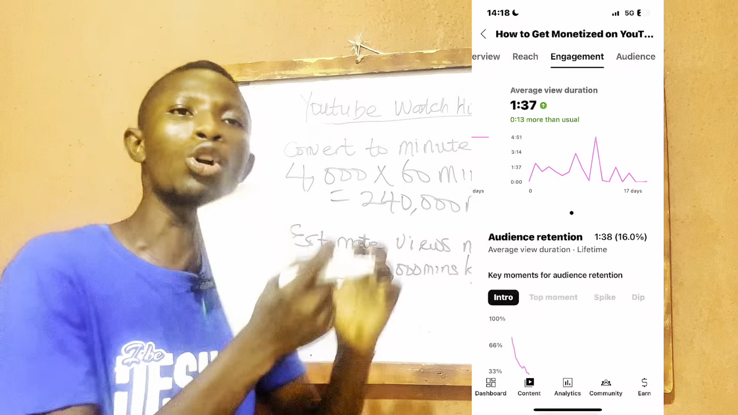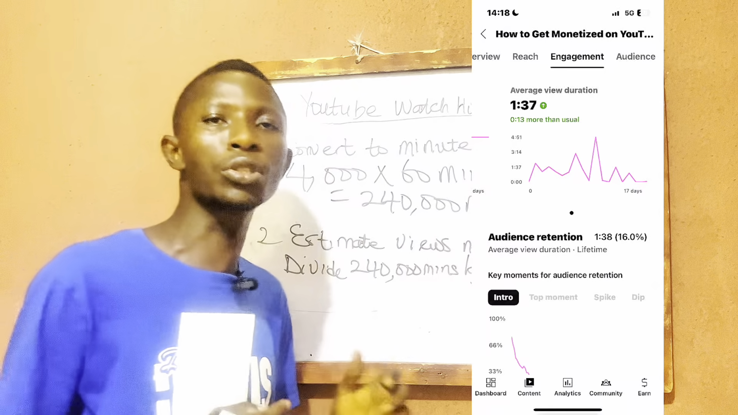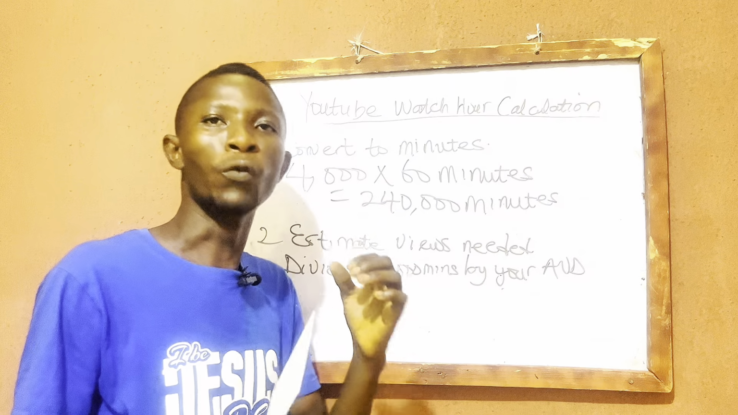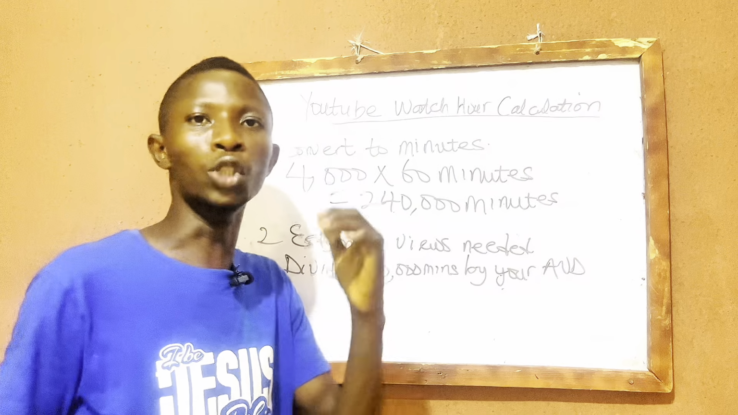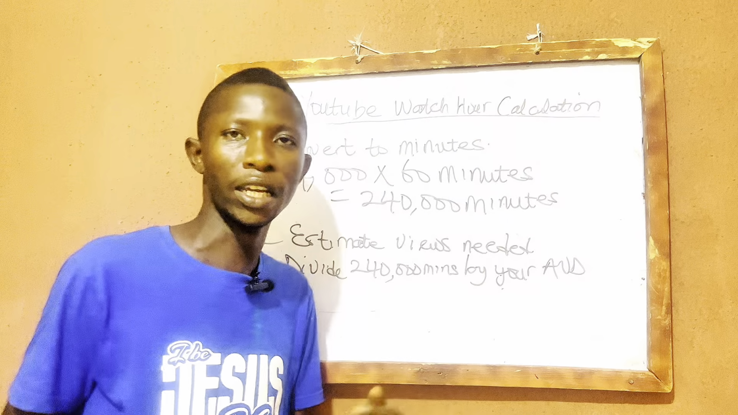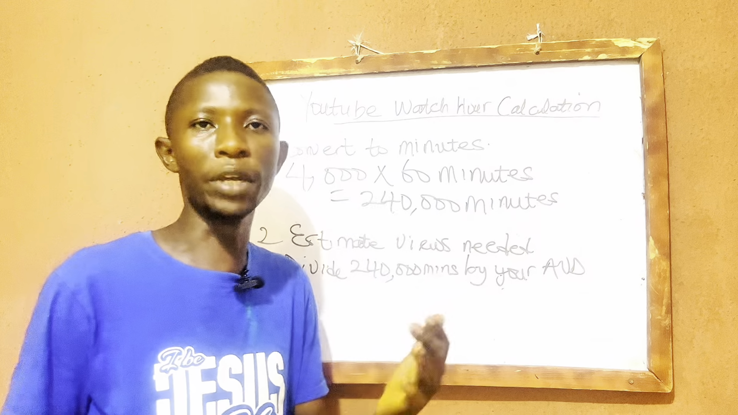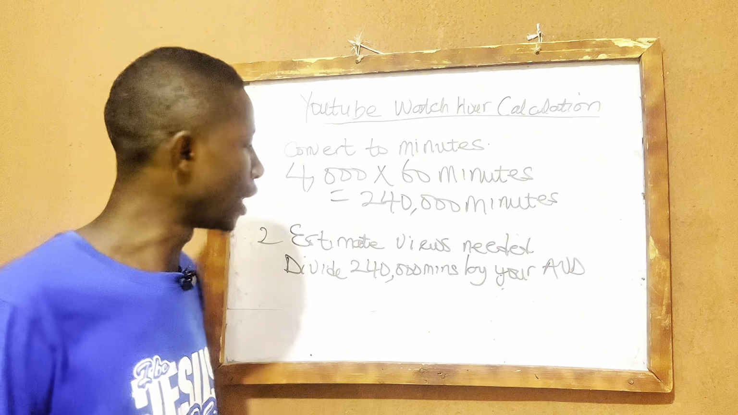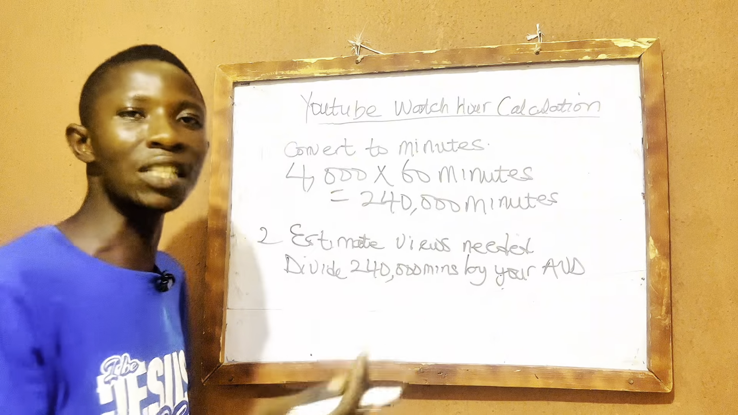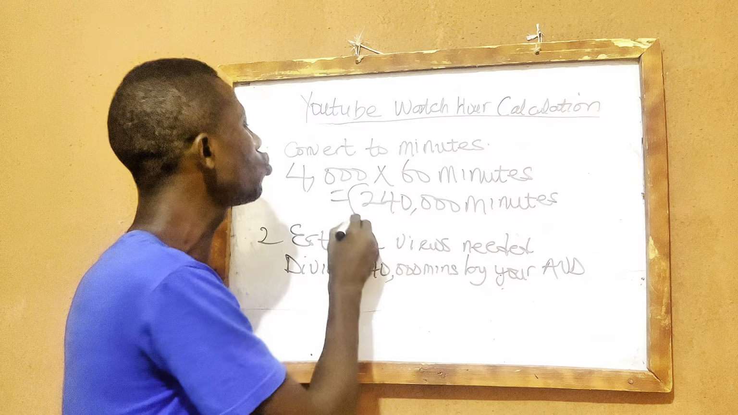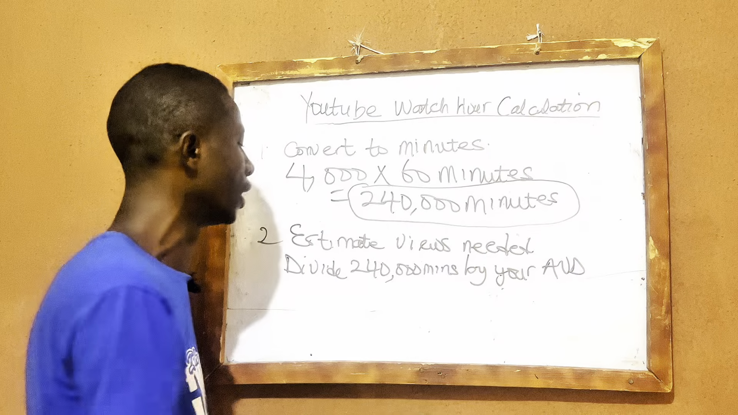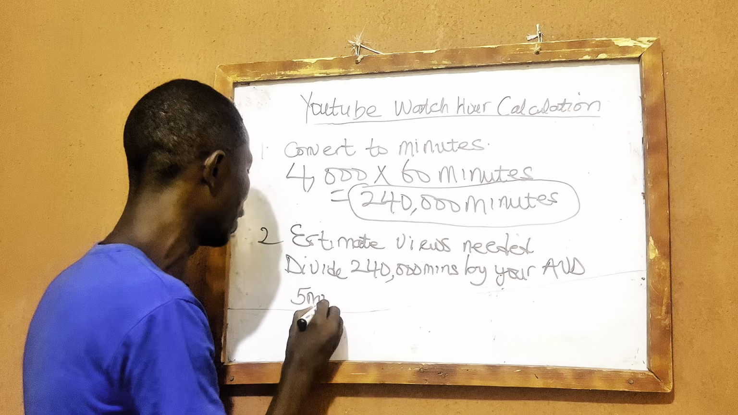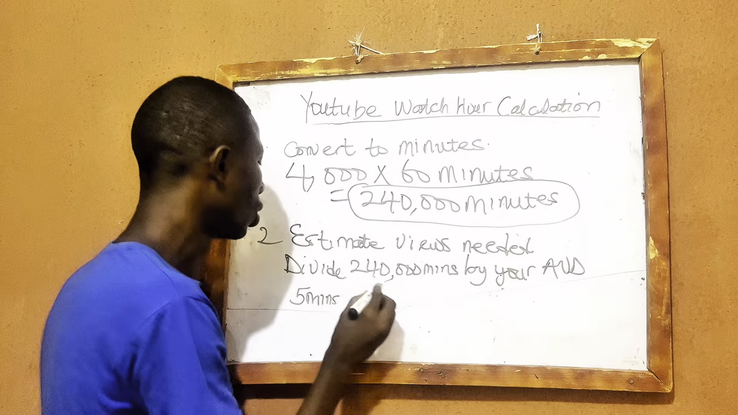Go to your YouTube Studio and check the average view duration of your videos. Is it 2 minutes? 3 minutes? 4 minutes? 5 minutes? 10 minutes? 15 minutes? Then you use that number of minutes to divide the 240,000 minutes.